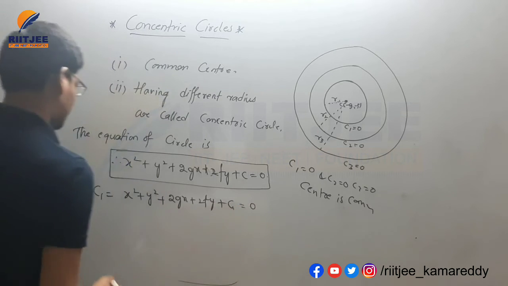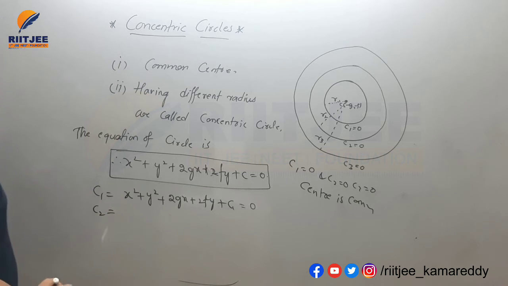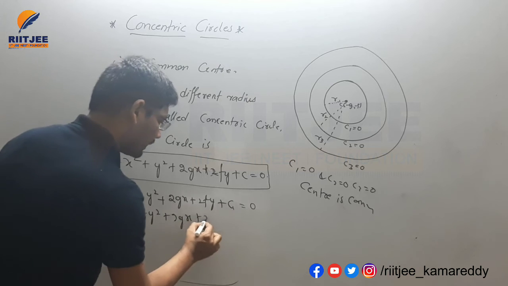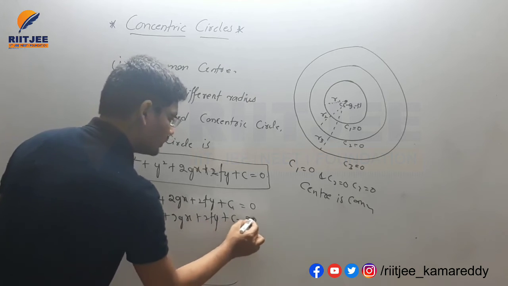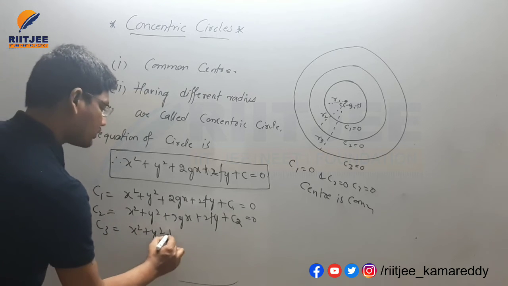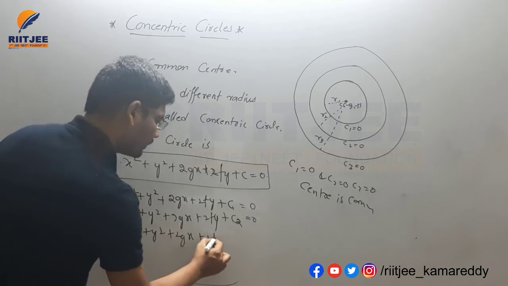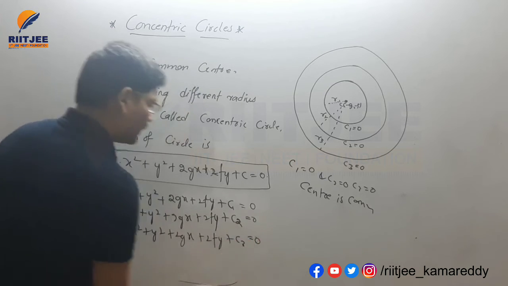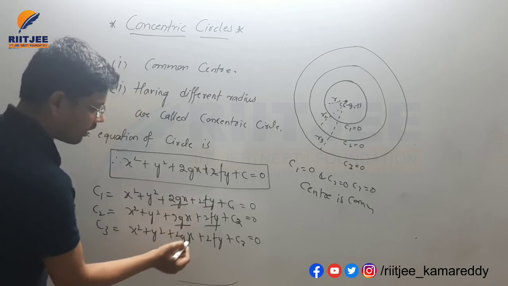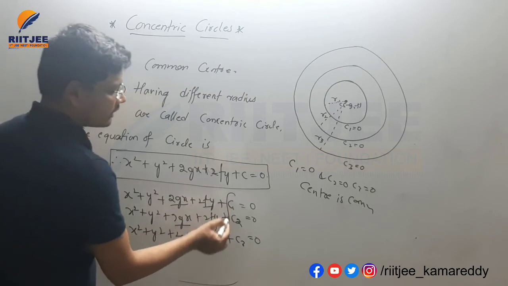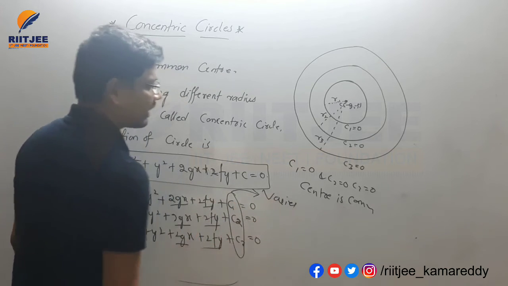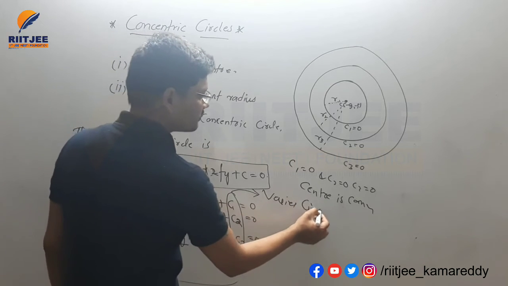plus C1 is equal to 0. For circle C2, the equation is x square plus y square plus 2gx plus 2fy plus C2 is equal to 0, and for circle C3, x square plus y square plus 2gx plus 2fy plus C3 is equal to 0. Here if you compare these three equations, the center is common for all the circles and only the constant values vary from circle to circle.